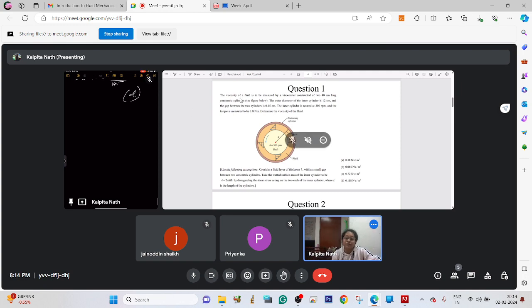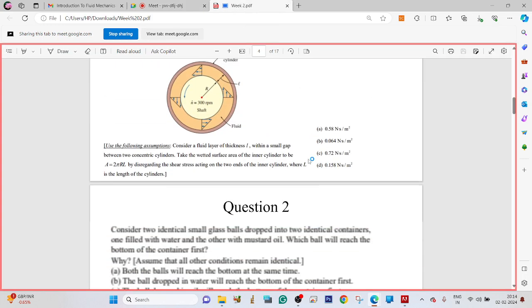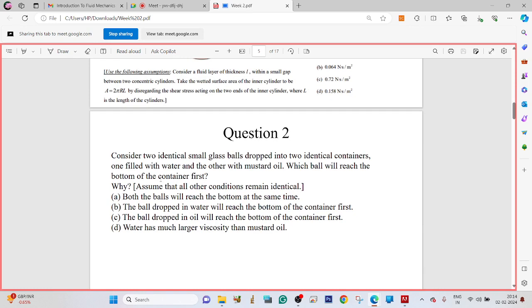Okay, let's proceed to question number 2. Next question is: consider two identical small glass balls that are dropped into two identical containers. One is filled with water, another is filled with mustard oil. Which ball will reach the bottom of the containers first and why?